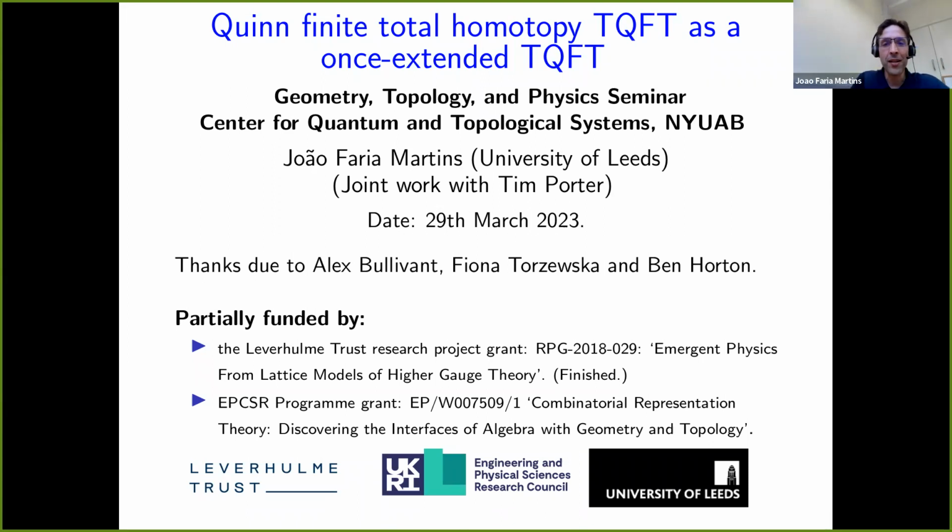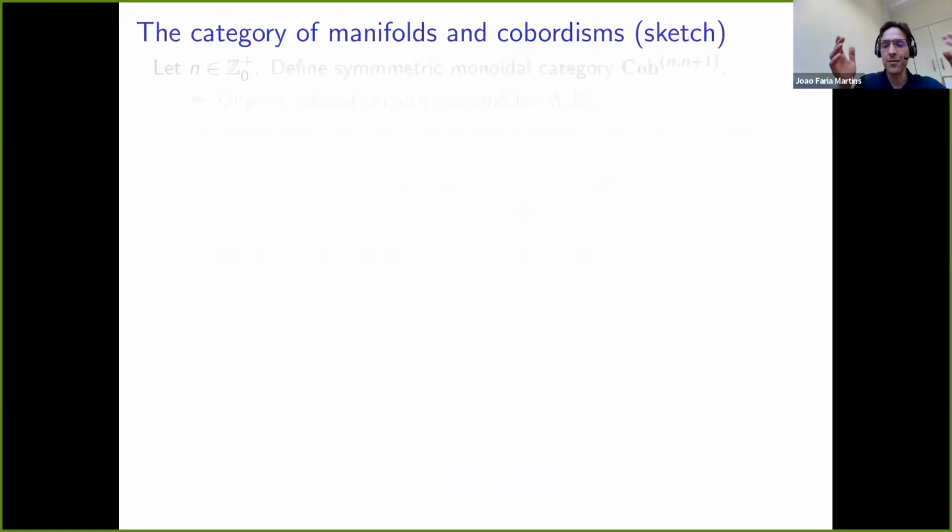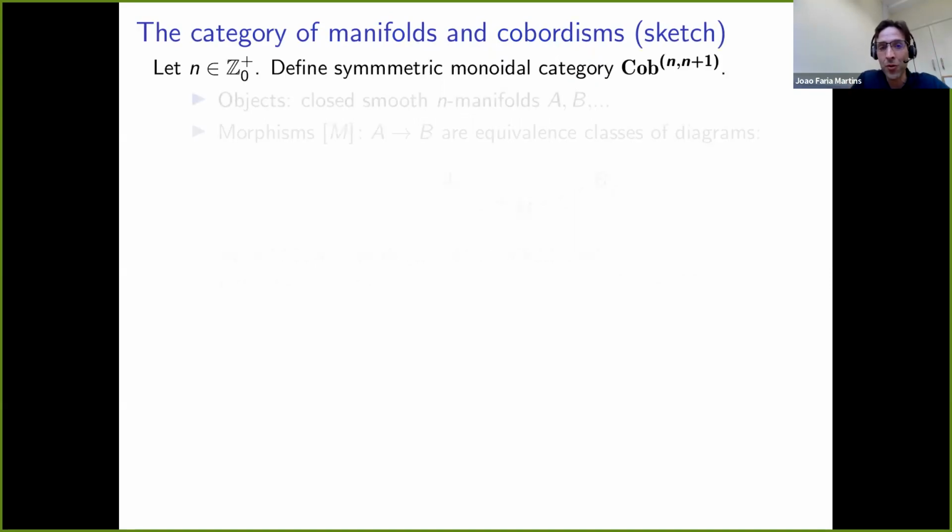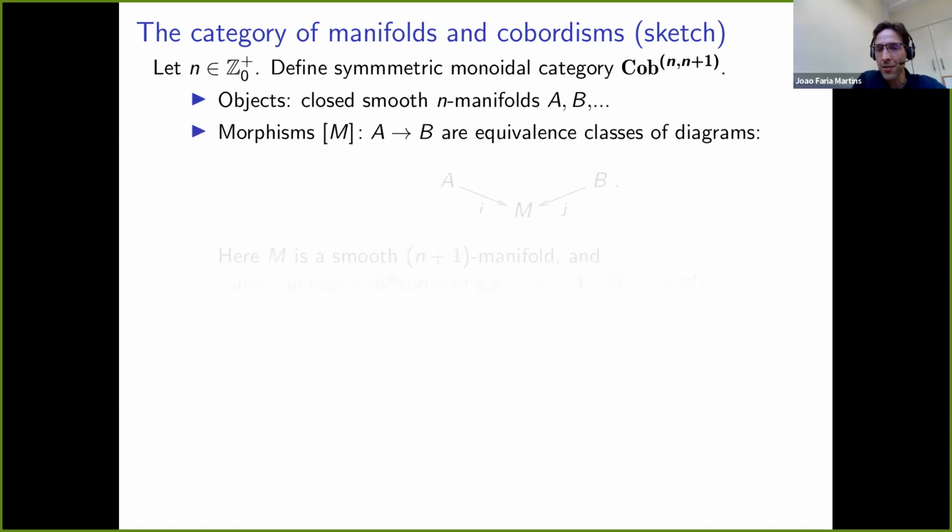Right. So let me just start. So this is actually a project that has gone on for a few years. And so I don't know your background, so I'll go very slow in the beginning and way too fast in the end. So I'll start with describing the category of manifolds and cobordism. So anytime you're given a non-negative integer n, you can define a symmetric category, which I'll denote Cob(n+1). So the category with objects smooth closed n-manifolds A, B, and morphisms from manifold A to manifold B are equivalence classes of diagrams of this form.